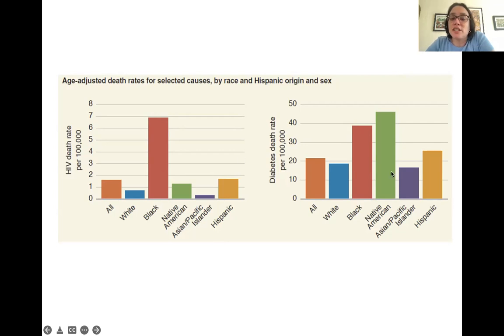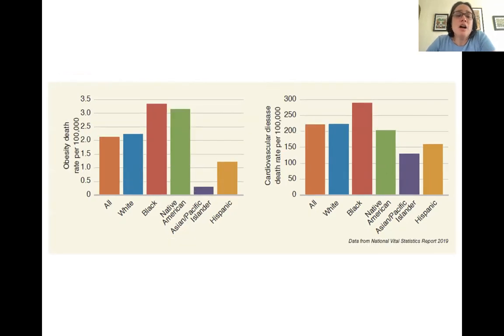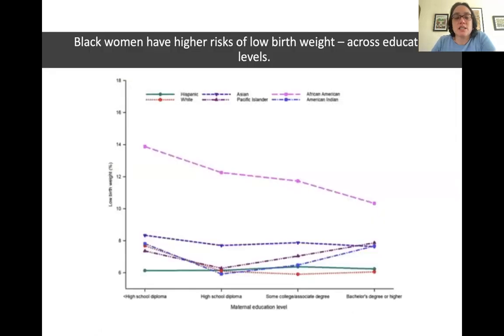Over here, we have the death rates of diabetes. And here we see that Native American populations have a very high rate in comparison to other groups. But again, we see African Americans significantly high as well. Obesity death rates, again, we see here African Americans and Native Americans having some of the highest rates. And cardiovascular disease, we see here, again, African Americans having very high rates. But we see here that for cardiovascular disease, a lot of populations, not just African Americans, have a high rate of deaths related to this particular disease.